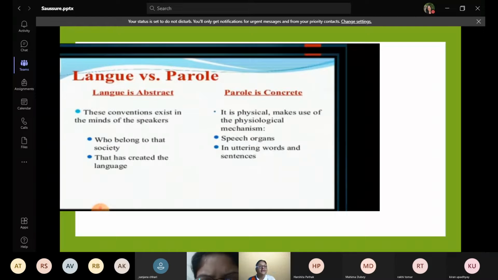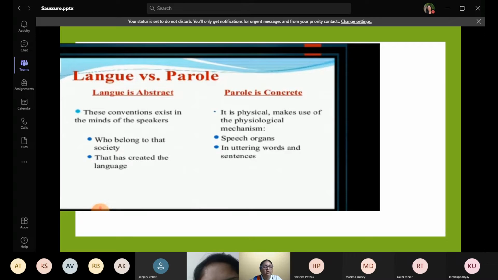So these conventions exist in the mind of the speakers. These conventions mean this Lang, the rules of the grammar, the rules of the spelling. How the syntax, meaning the structure of the sentence. So these things, whether it is spelling, whether it is how the words have to be arranged sequentially, or how sentences have to be arranged sequentially. This we shall be doing in our language paper also, that when we pronounce these words, how the words are pronounced, that is phonology, right? Then how the words are built up, that is morphology. Then how sentences are built up, that is syntactics.